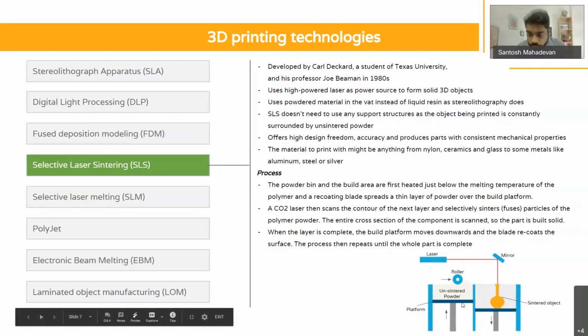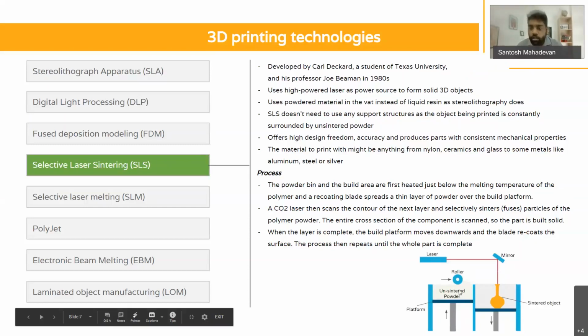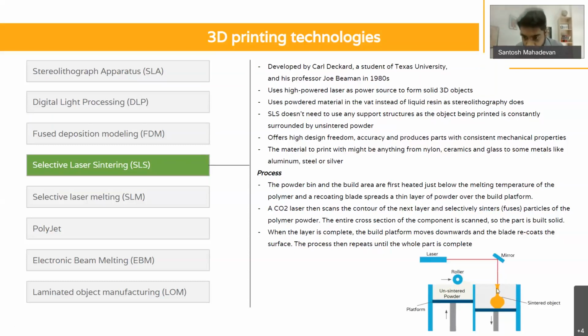First, this platform, having the empty volume, is filled with unsintered powder, or simply powder. Now the material of this powder could be anything from plastics, ceramics, or glass powder. It could also be, to an extent, certain soft powders like aluminum, certain grades of steel powder, or silver powder. All of these powders are capable of getting sintered under the action of a CO2 laser.